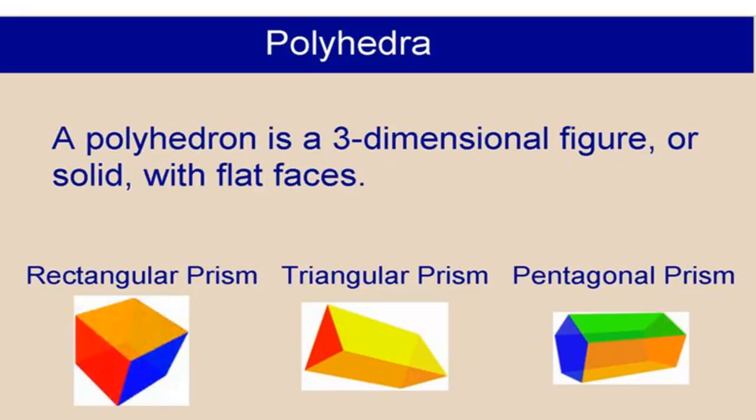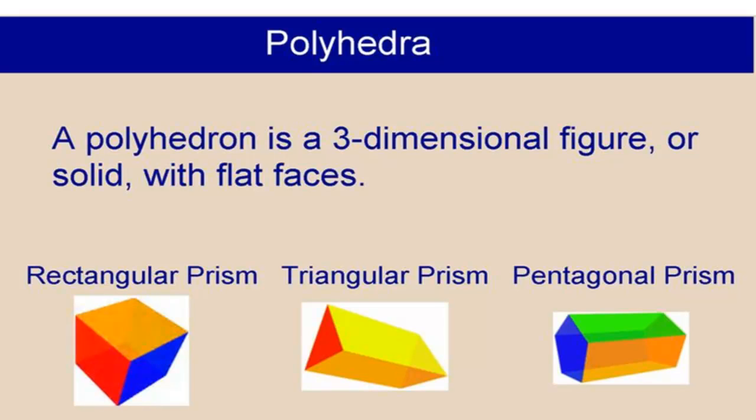This is an introduction to volume. Let's review some of the figures we have learned about. First of all, let's talk about prisms. Prisms are made up of rectangular sides and then their bases have other polygonal shapes. For example, with a rectangular prism, all the sides are rectangles and the two bases will also be rectangles.